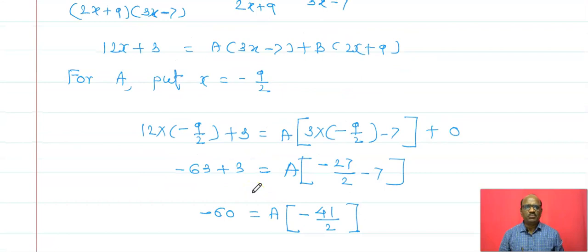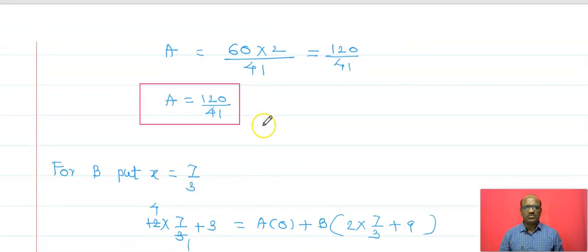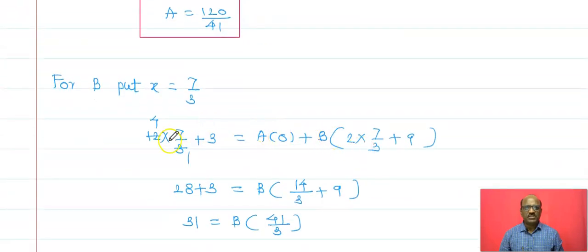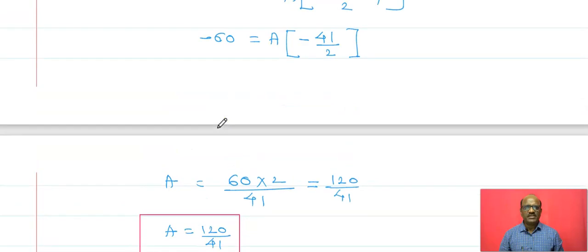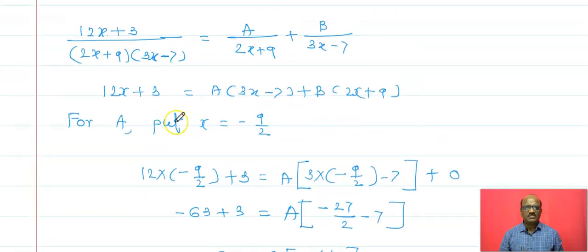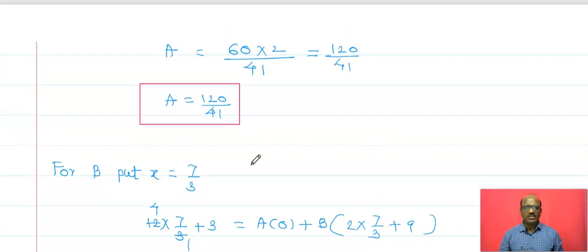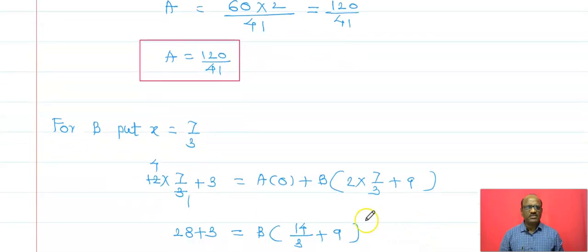To find out the value of b, a must be 0. Then put 3x minus 7 equal to 0. Therefore, x is equal to 7 upon 3. That is, put x equal to 7 upon 3. Then you will get the value. What is here? 12x plus 3. That is, 12 into 7 upon 3 plus 3. Plus a will become 0. B, that is 2 into x, x is 7 upon 3, plus 9. And find out its value.